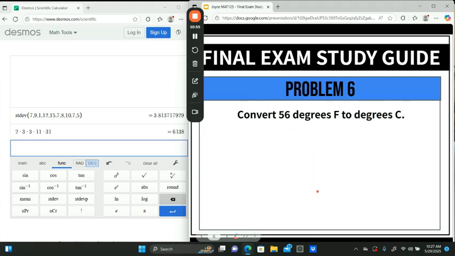Okay. All right, for the next one, we're doing the same thing. We're just going to Celsius this time. So I'm going to use the same formula. You don't have to, like I said, but this is what I'm going to do. F equals 1.8 times C plus 32. We have 56 degrees Fahrenheit.